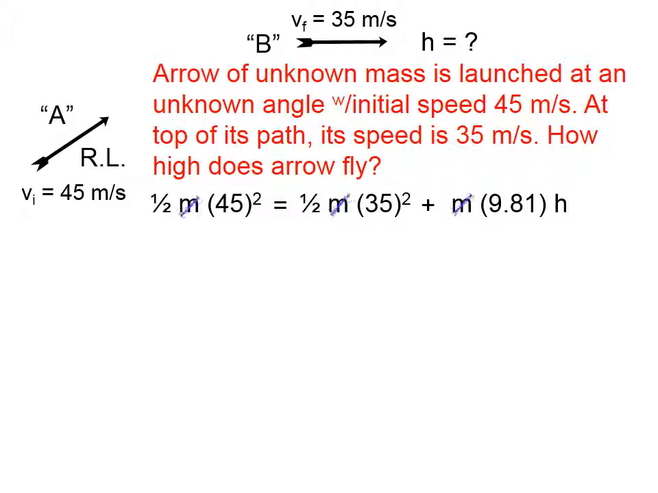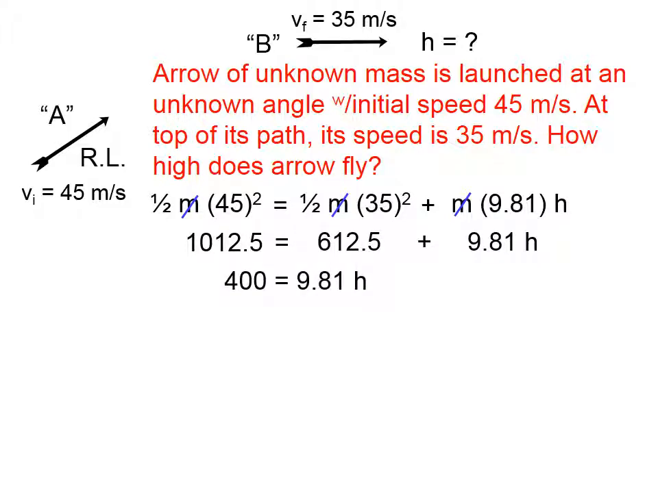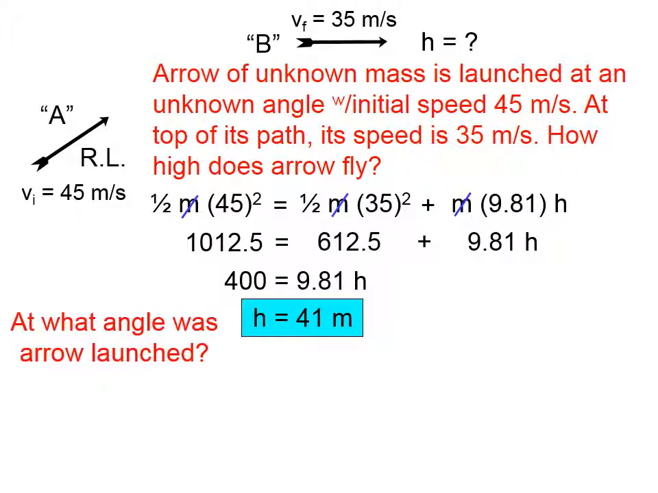As you can see here, the mass is irrelevant, and we can simplify the left side of the equation and simplify the right side of the equation. And now we just need to solve for h. Let's subtract 612.5 from each side, divide both sides by 9.81, and we get that the arrow flew to a height of 41 meters. At what angle was the arrow launched?